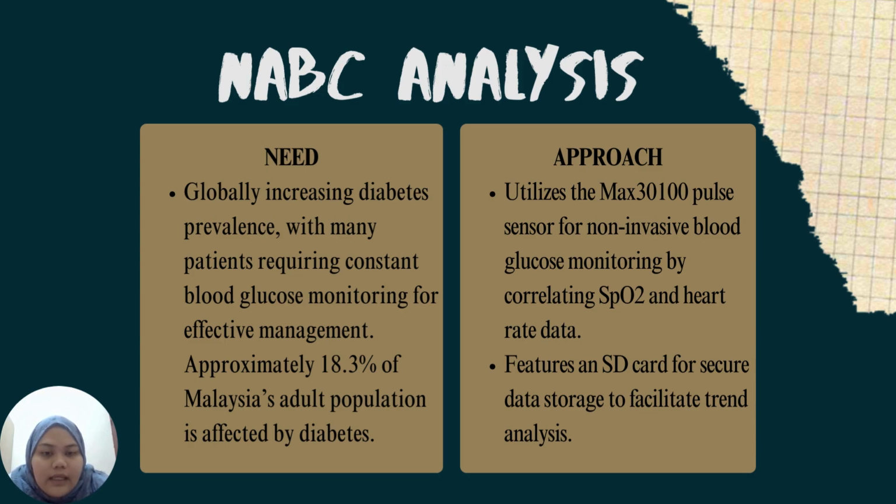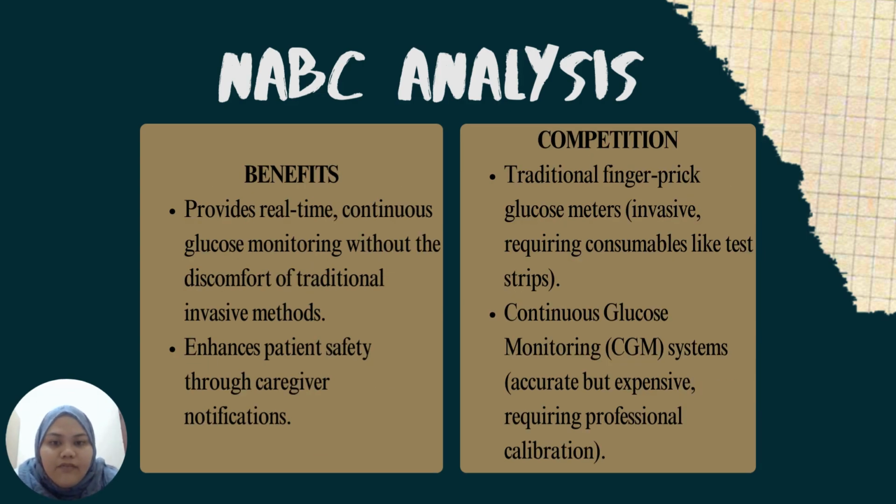The second one is A, which stands for approach. It utilizes the Max 30100 sensor for non-invasive blood glucose monitoring by correlating SpO2 and heart rate data, and features an SD card for secure data storage to facilitate trend analysis. The third one is B, which stands for benefit. It provides real-time and continuous glucose monitoring without the discomfort of the traditional invasive method. It also enhances patient safety through caregiver notification.